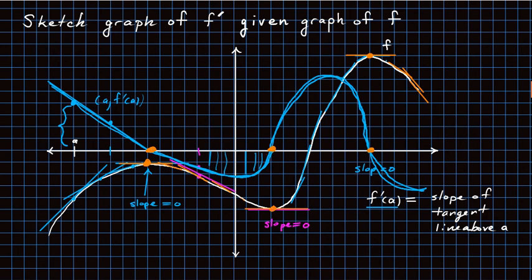Between this point and this point, the slopes of f are positive. So the value of the derivative is positive up until this point, where again the slope is 0, so f prime is 0. And then the slopes are negative, so the values of f prime are negative.